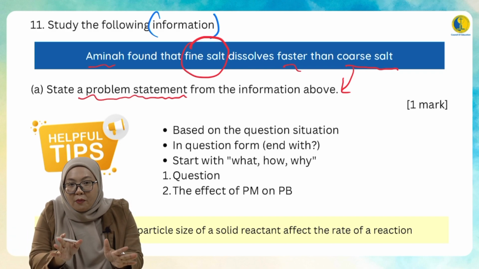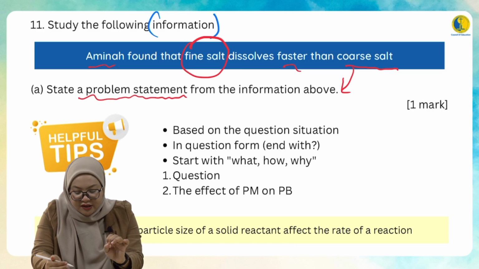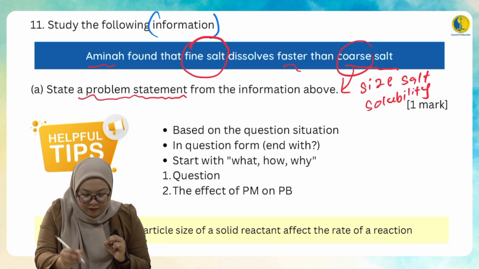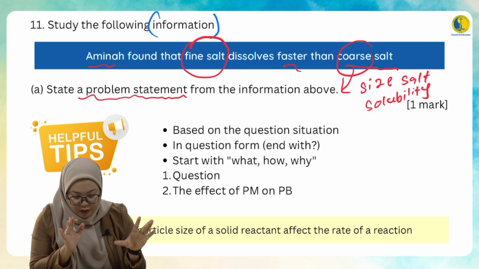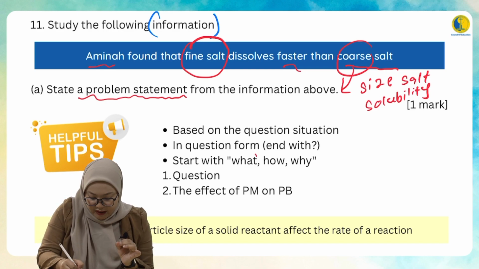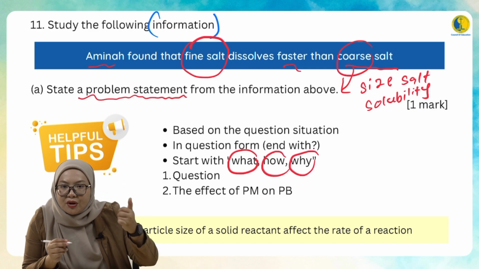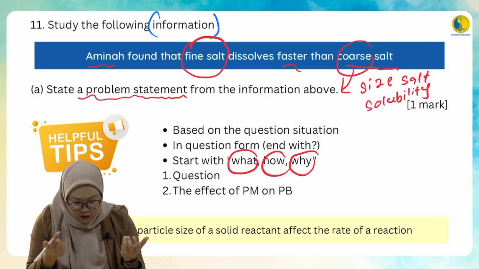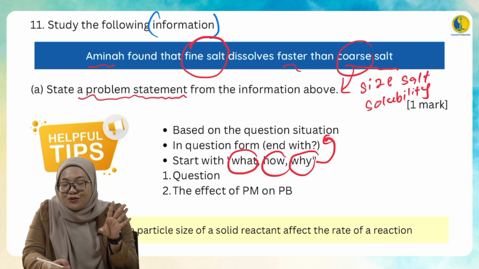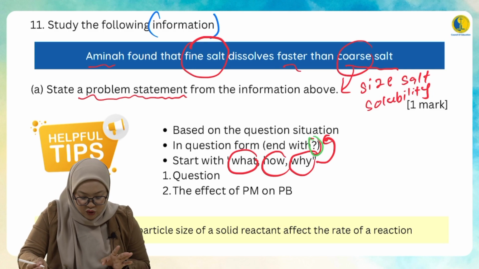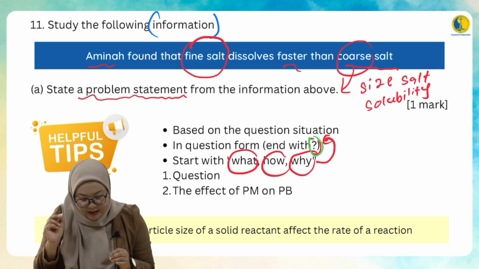So how to create your problem statement? It is based on the situation, which is the size of the salt and the solubility. This is what you should list down. One, you are using a coarse salt and a fine salt, which are different sizes of salt. Second, you have to begin the question with what, how, or why. Why is it happening? How does it happen? Start with questioning. When we start with questioning, of course, the ending has to be a question mark. Remember to put the question mark. No question mark, bye-bye. That's how to answer a problem statement question.